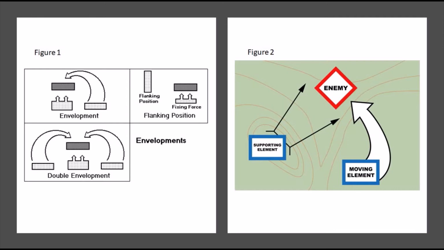In Figure 2, we see a more modern method of a flanking maneuver. The supporting element is generally artillery with line of sight from an elevated position. They fire on the defender, who is wondering what is going on, and the moving element hits them from the flank.